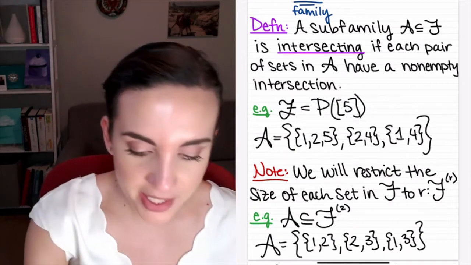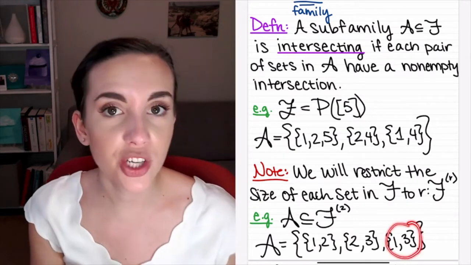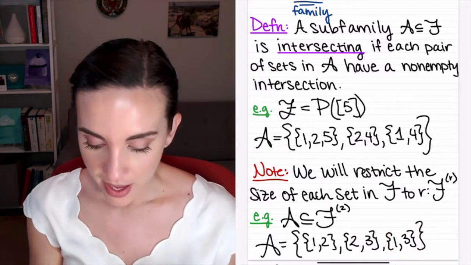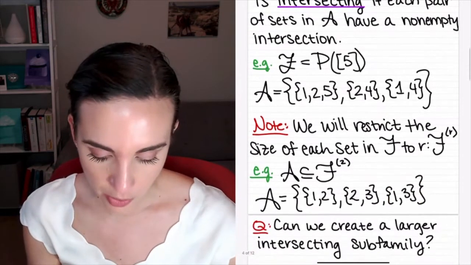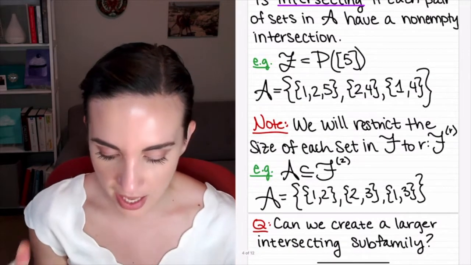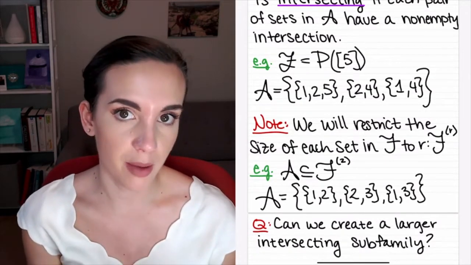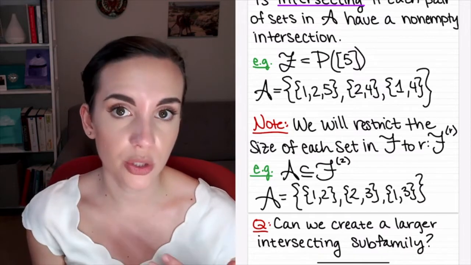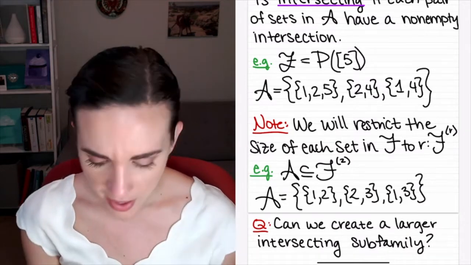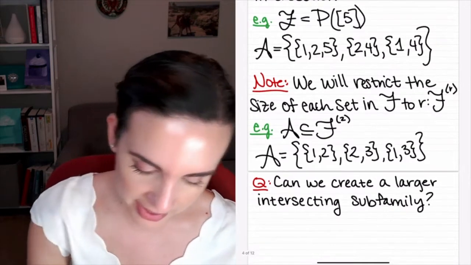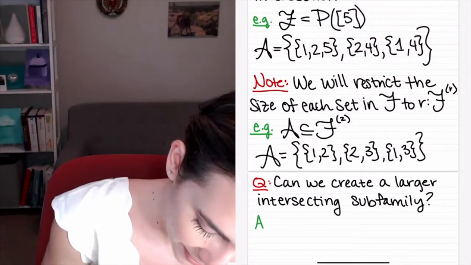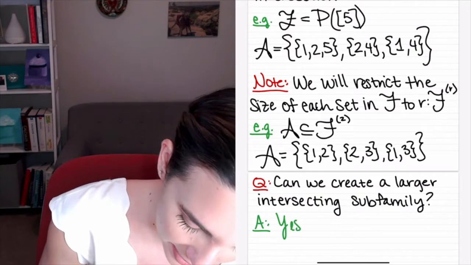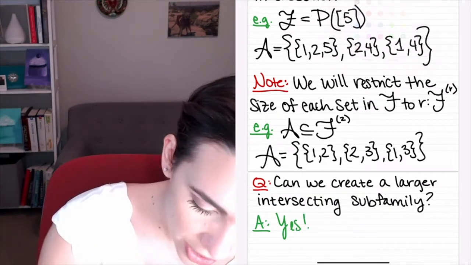But I did make a choice here, right? I chose 1, 3 as my third set, but I had two other options. So my question is, could we have created a larger intersecting subfamily if I had chosen one of those two other sets? And the answer is actually yes.